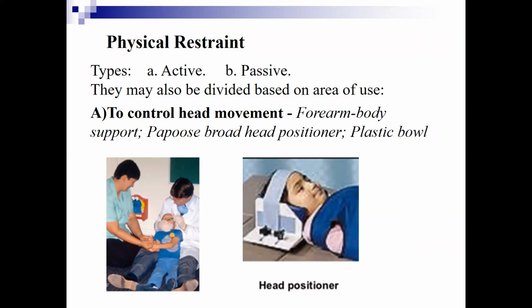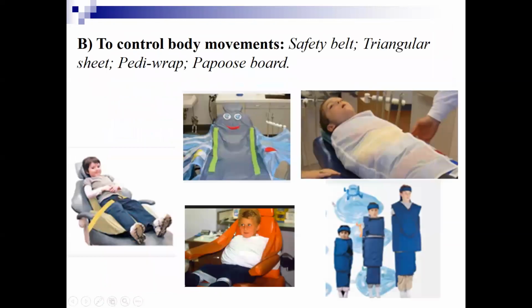Physical restraints are divided into two types, active and passive, and as you see, they may also be divided based on area of use. For example, to control head movement, a special head position can be used, as you see on that slide. To control body movement: safety belt, triangular sheet, and so on. Also, you may see some examples on the slide.